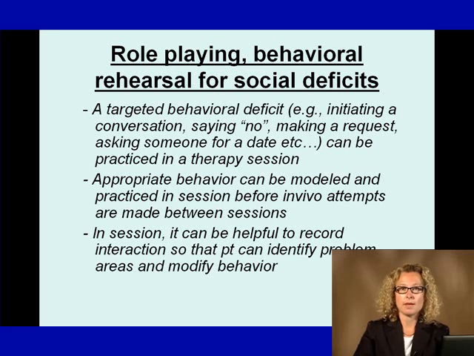If possible, it can be very helpful to videotape role-play interactions so the patient can see problem areas and work on modifying them. Videotaping also helps the patient review the progress made over time.